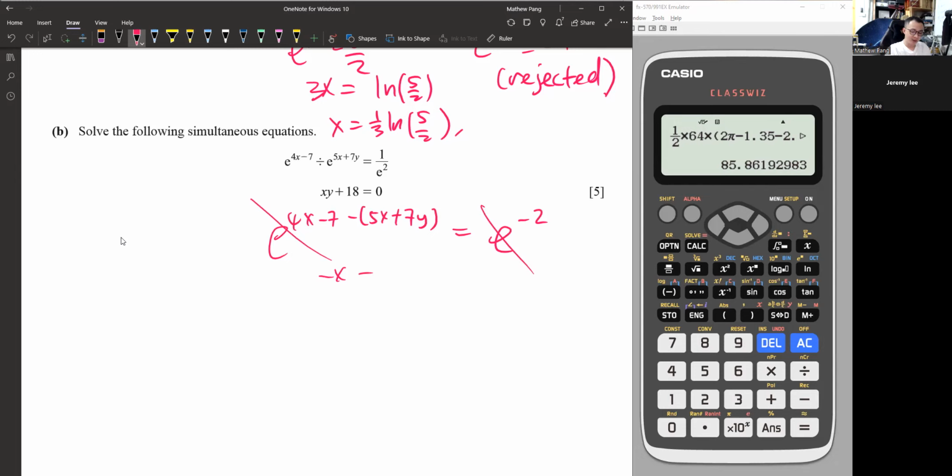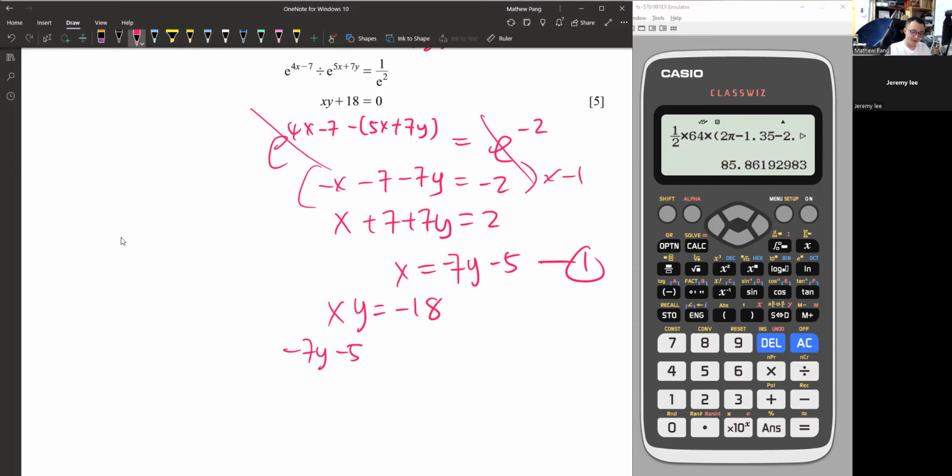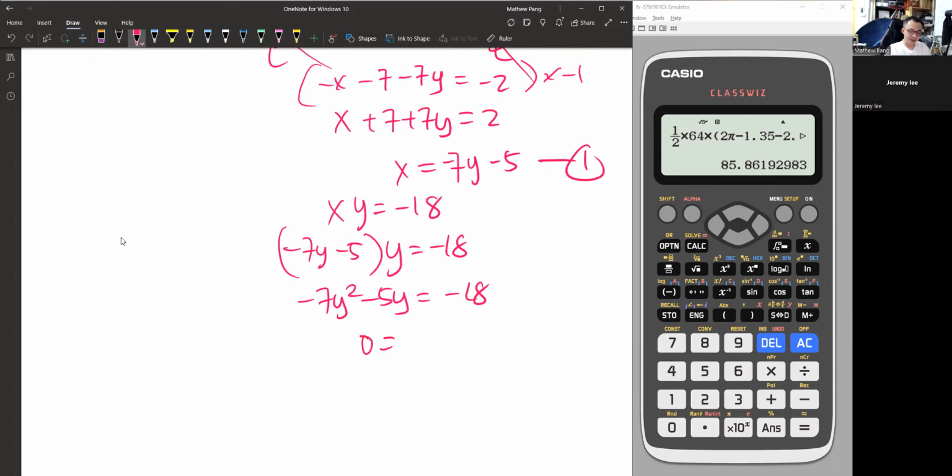Then my x is basically 2 minus 7y is negative 5. So x equals minus 7y minus 5. It's my first equation. And then we substitute into the second one. So this is xy equals negative 18. So I sub into here, negative 7y minus 5, y equals negative 18. Negative 7y squared minus 5y equals negative 18. Let's solve the simultaneous. 7y squared plus 5y minus 18.